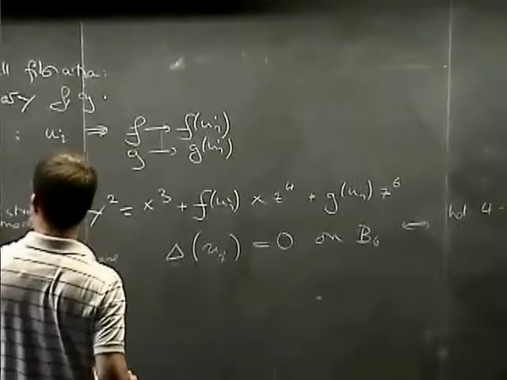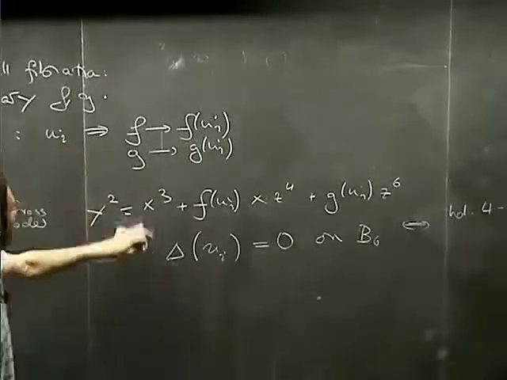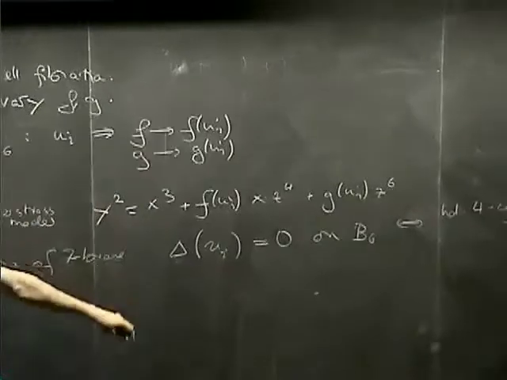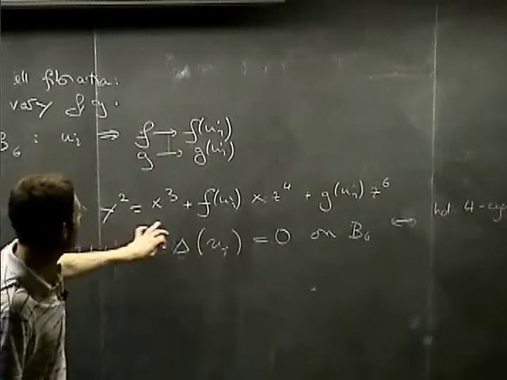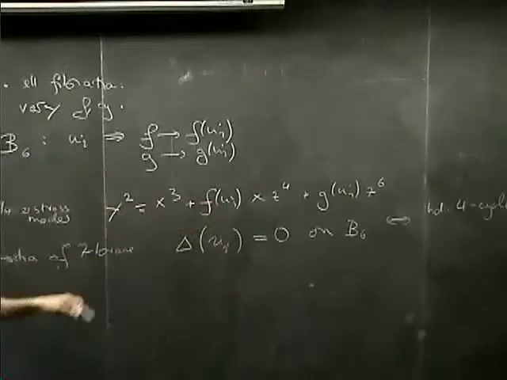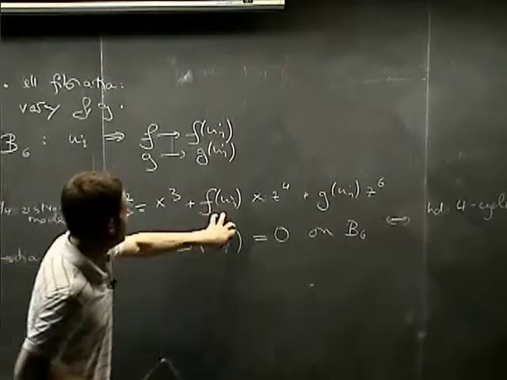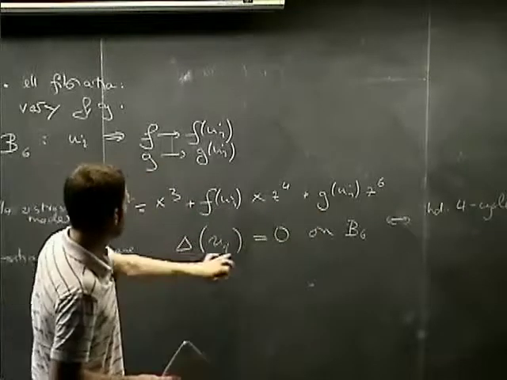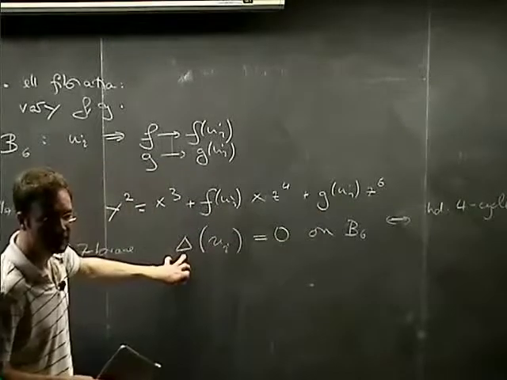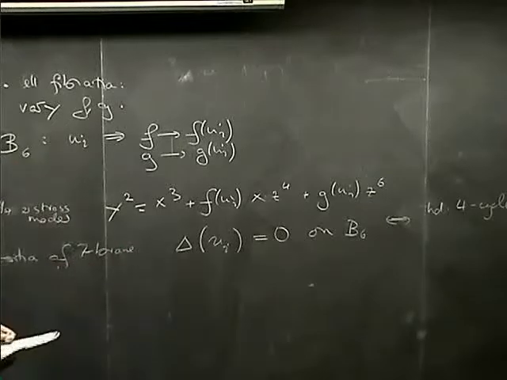And the type of the singularity can now explicitly be computed. So suppose we have an explicit polynomial for our Calabi-Yau fourfold with f and g as varying polynomials, then we can explicitly compute delta and therefore explicitly see where the 7 branes live.